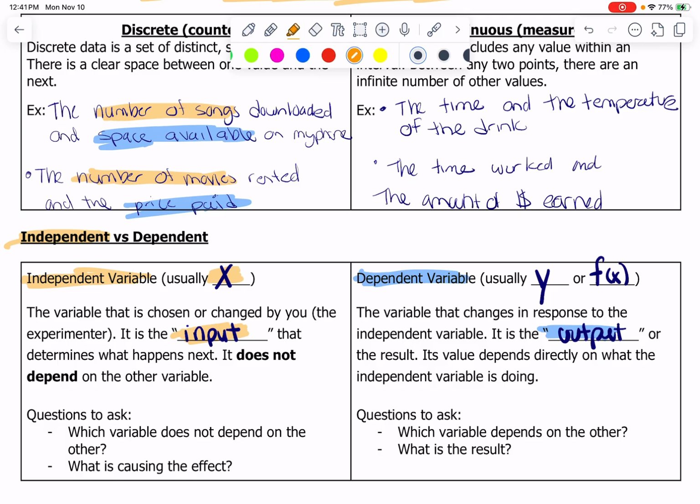Okay, let's look at the next one. The time and the temperature of the drink. Well, I can't control the time, right? The time just goes by. And then the temperature of the drink is a response to how much time's gone by. As my time increases, my coffee is going to get cooler. Or warmer, I guess, if I got an iced coffee.